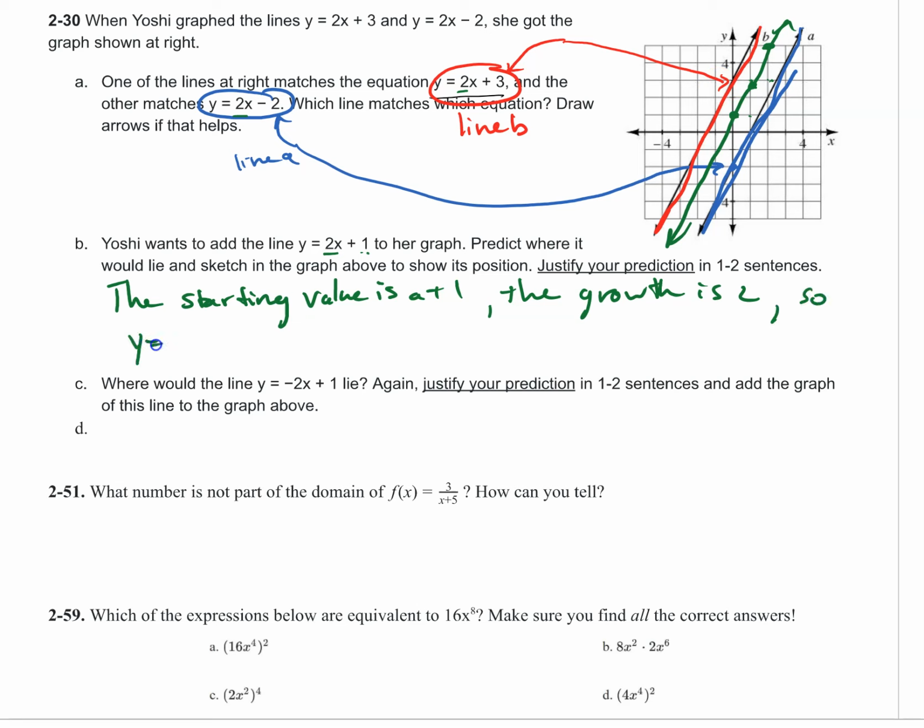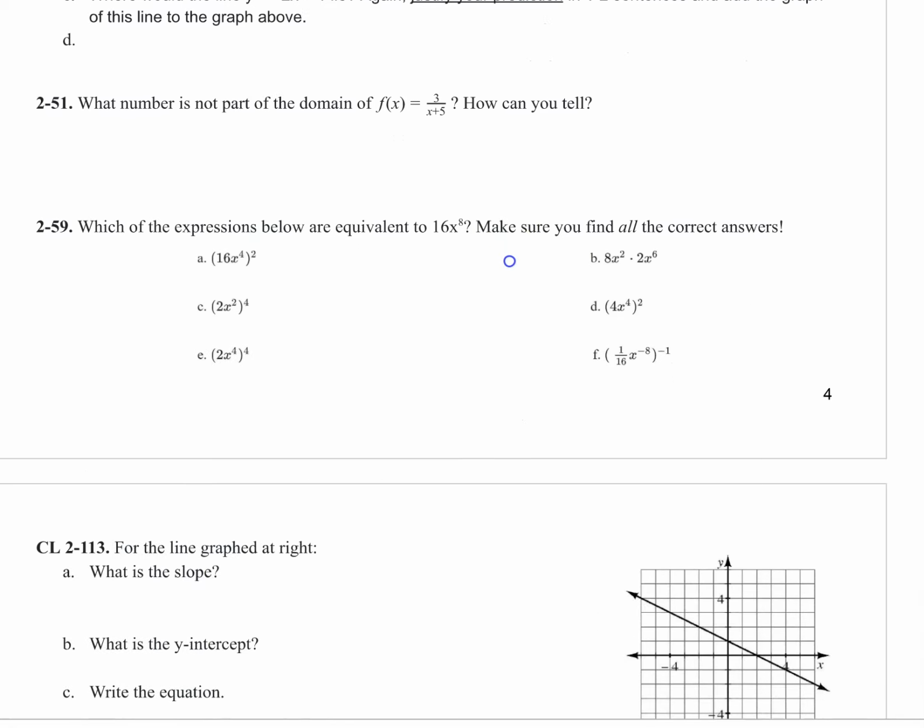So y equals 2x plus 1 is in between lines A and B. But it's parallel. You can see it's parallel. They're never going to touch. All right, make sure you finish part C.